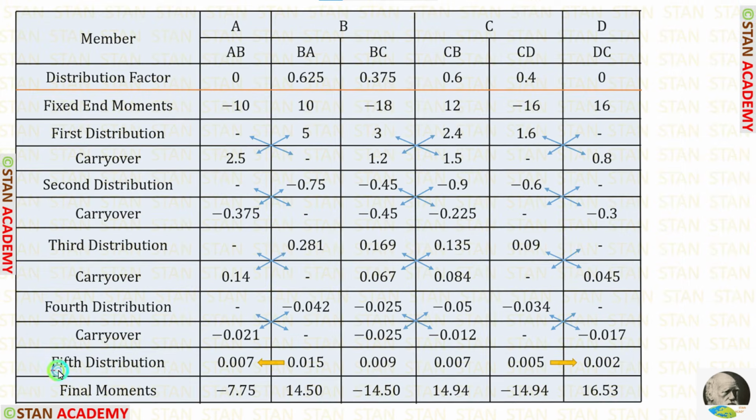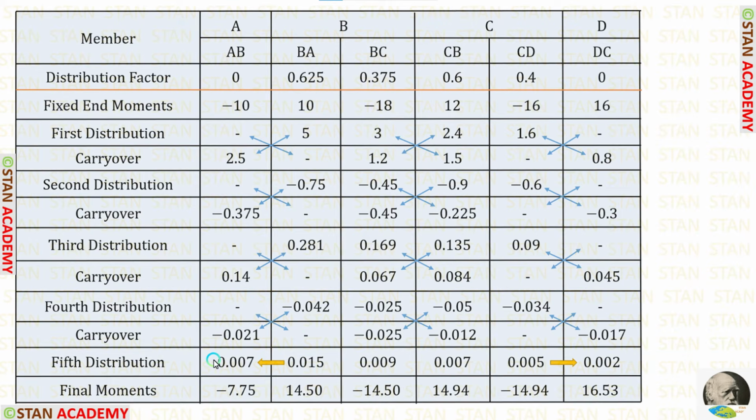I have done up to the 5th distribution. I have stopped in the 5th distribution because I am getting very small values. You can see that I am getting very small values, 0.009, 0.007, etc. So I am stopping in the 5th distribution.